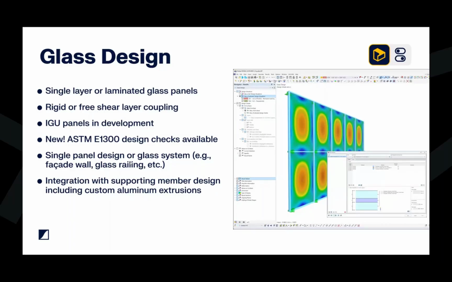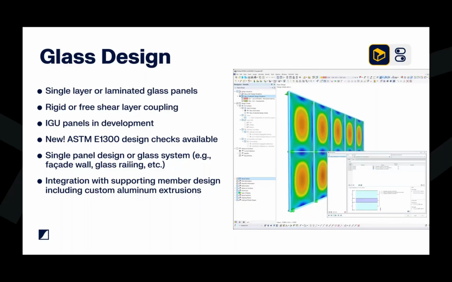Now, insulated glass panels. We previously had this in our older version, RFEM 5, but we wanted to do some updates and modifications just to better this analysis and design for IGU panels in RFEM 6. So it's not quite ready, but we plan to release that towards the end of this year. And that will be integrated directly within the glass design add-on. But what is new in RFEM 6 is the ASTM E1300. So we previously did not have this in our older version, but now you can carry out the design checks of these glass panels according to this US standard.